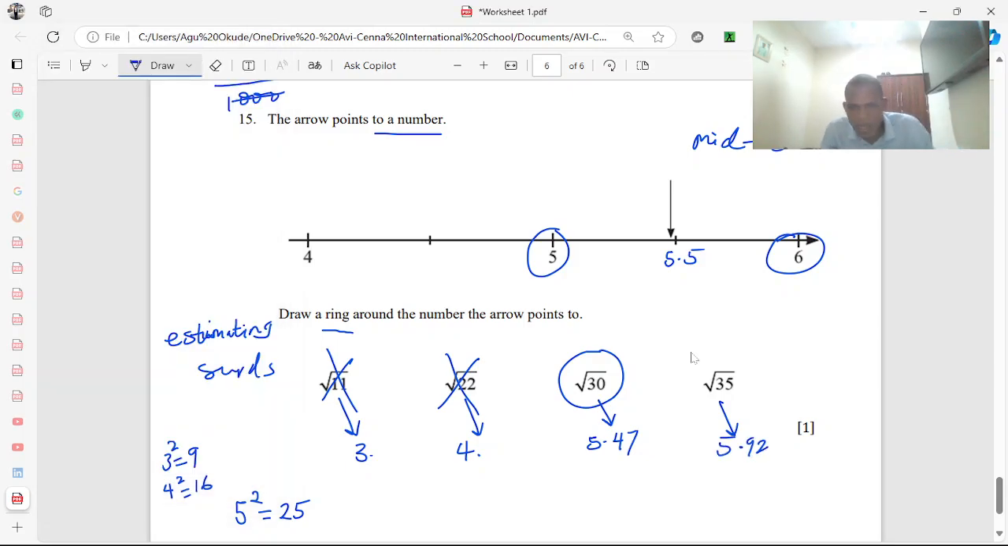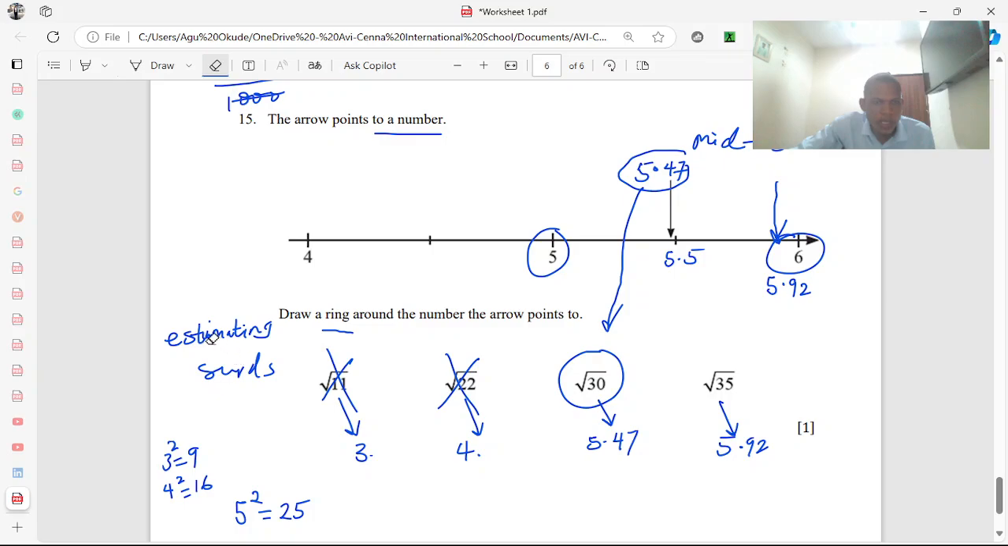Now it's not very clear, right? You can see that 5.92 should be very close, should be somewhere here, right? Yes. So this is where 5.92 will be, very close to 6, right? But my arrow is pointing to this. My arrow is less than 5.5. You can say so, which means this should be 5.47. Wow. So you can see that this is obviously the answer.